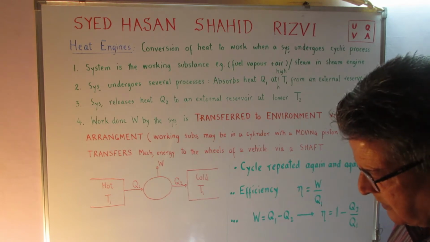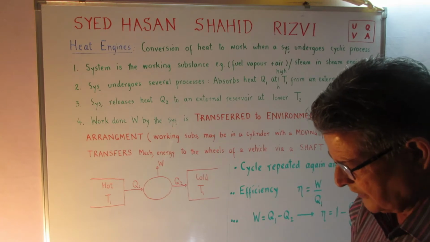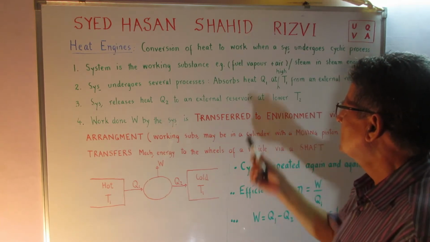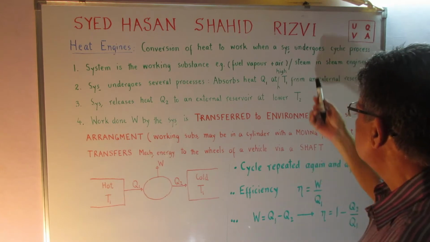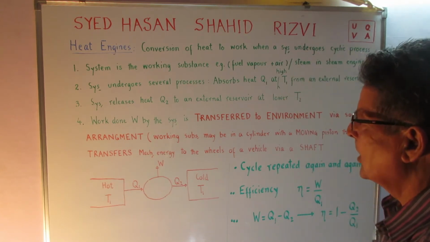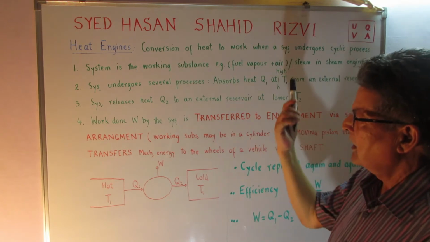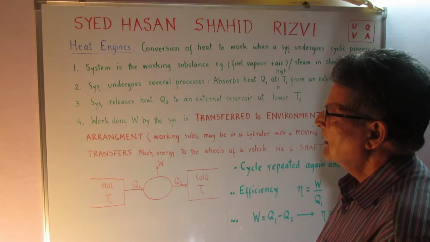What is the system in this case? The system is the working substance. For example, in automobiles, fuel vapor and air, and for example, steam in steam engines. And maybe other things.